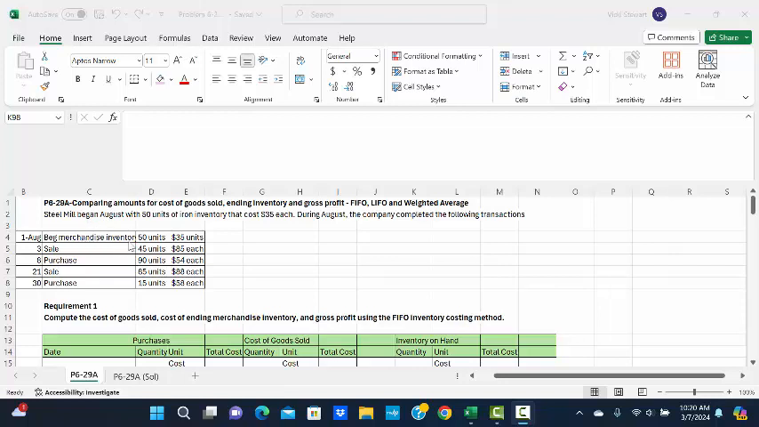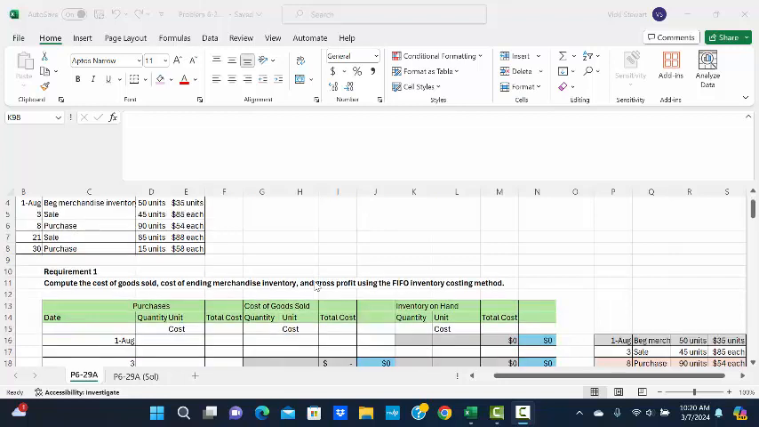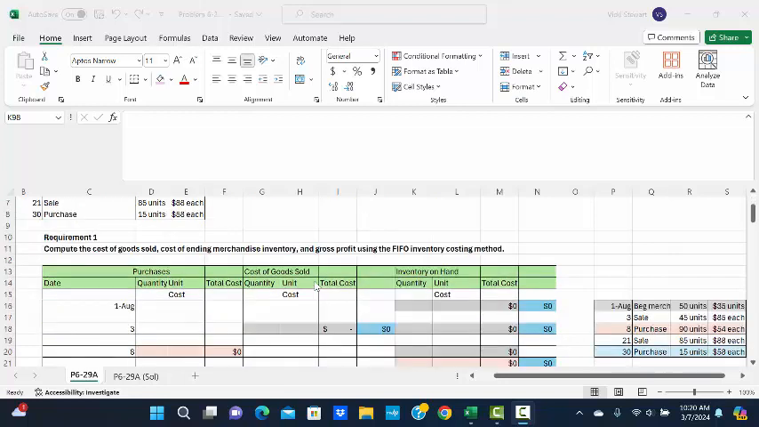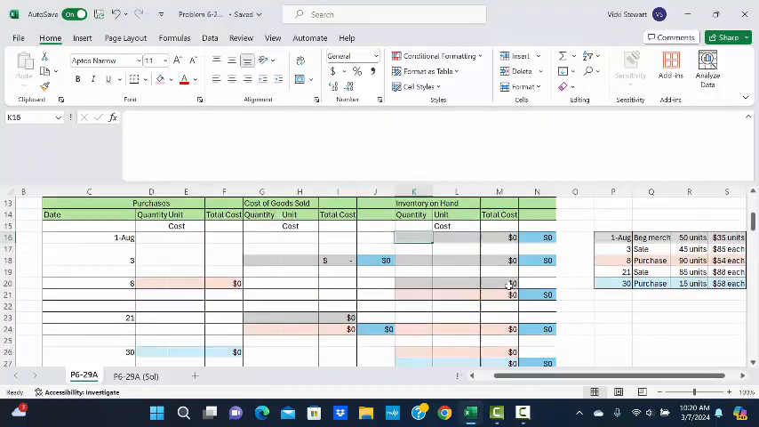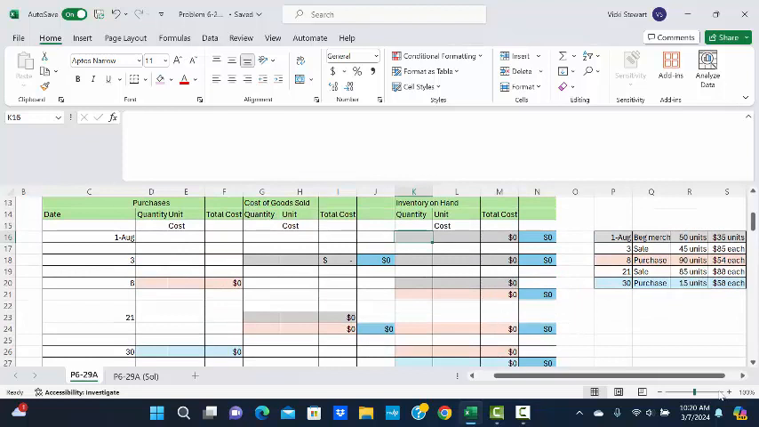So the problem gives us information for each of these sales and purchases that were made by Steel Mill in August. So the first requirement asks us to compute cost of goods sold, cost of ending merchandise inventory, and gross profit using the FIFO inventory costing method. I have set up my spreadsheet to help us calculate the ending inventory, cost of goods sold, and then we'll calculate the gross profit.